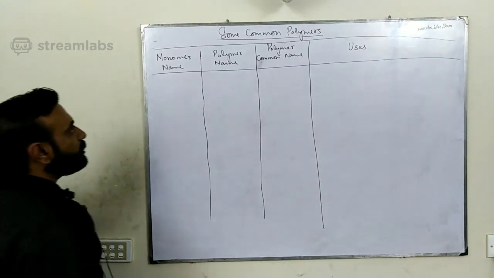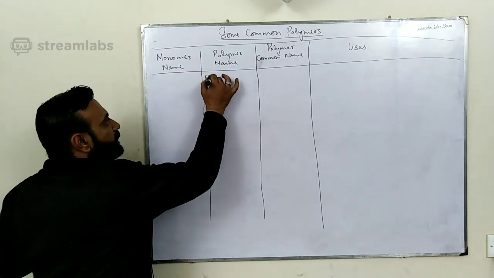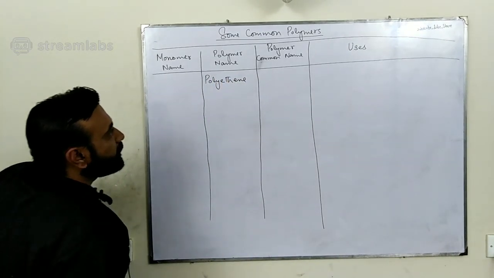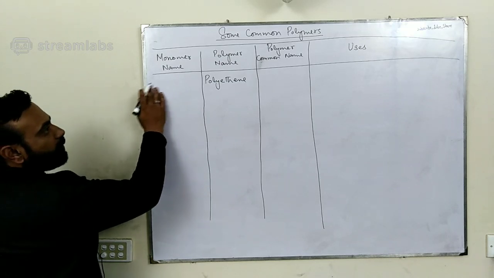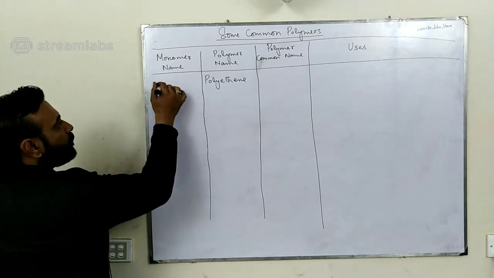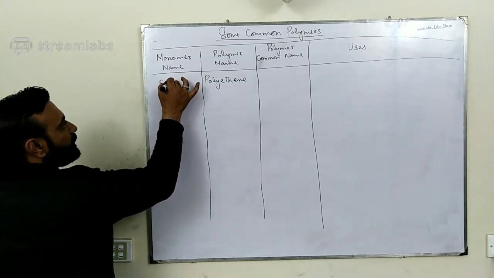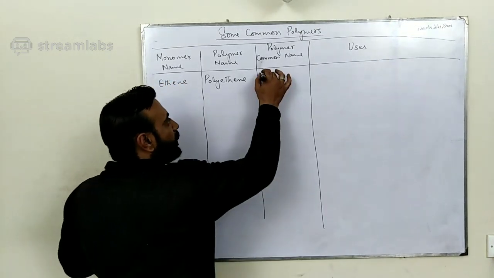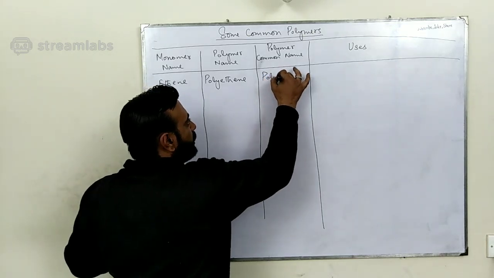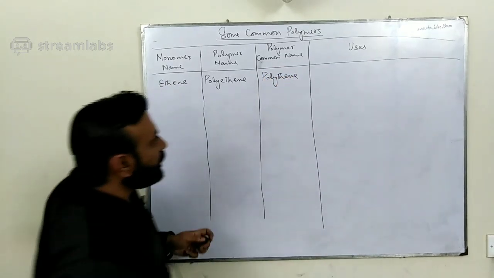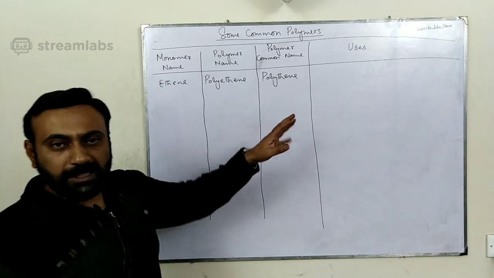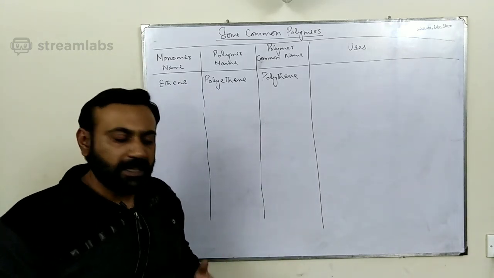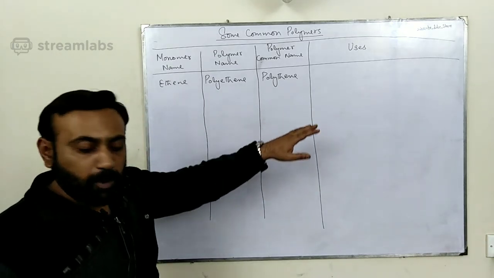Okay, now a very common polymer is polyethylene. The monomer of this polymer is obviously ethene. The common name of this polymer is polythene. Have you ever heard the term polythene? You must have heard the term polythene bags. These are the normal plastic bags. So that is one of the uses of polyethylene.